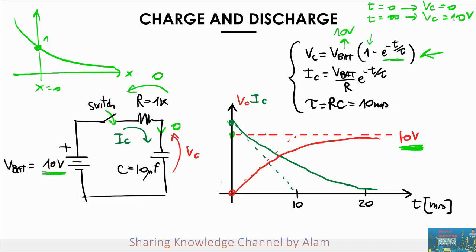The last thing that we have to verify is that the exponential is indeed using the right time constant, which is tau, which is RC, which in this case is the only possible time constant that we have in this circuit.